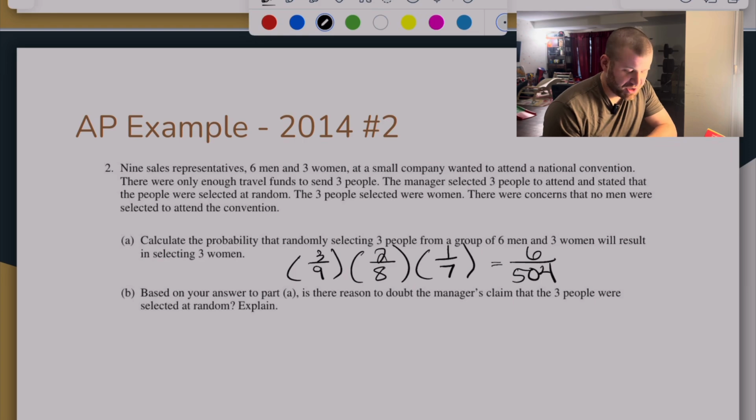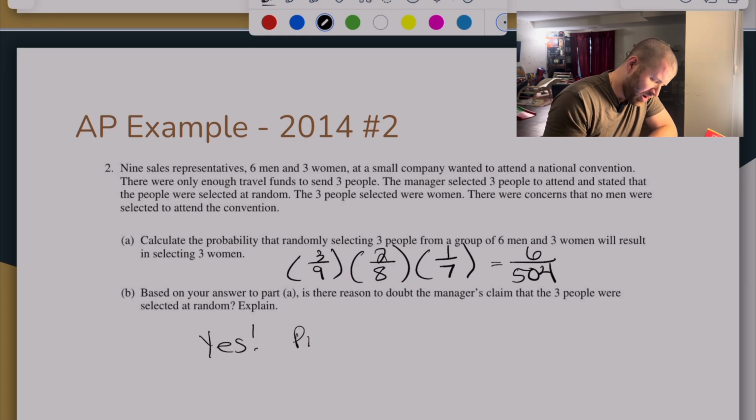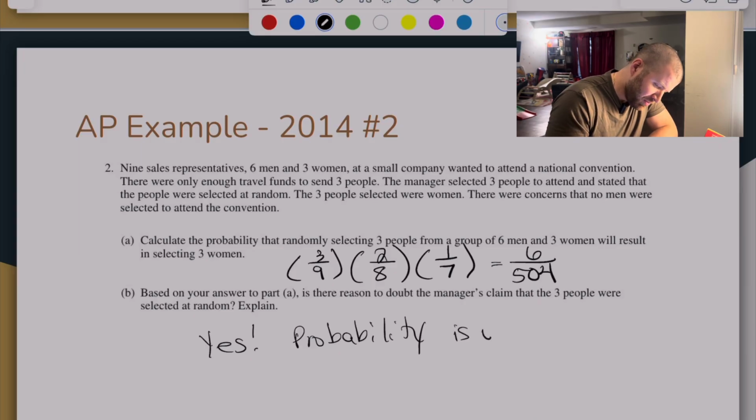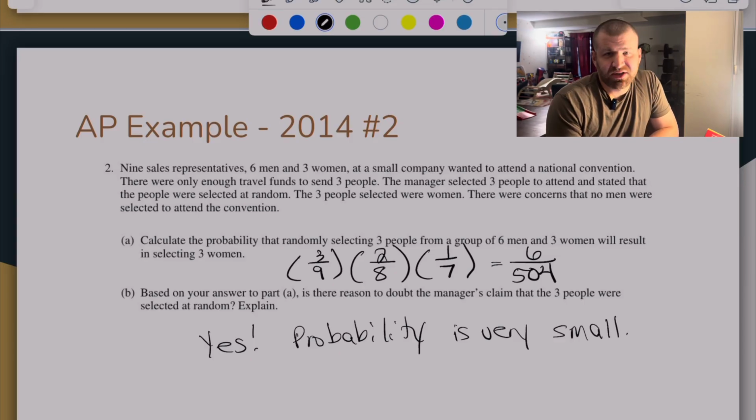right? And so based on your answer from part A, is there a reason to doubt it? Yes, the probability is very small. So that's an example of a question you might see that just uses your very basic probability rules.